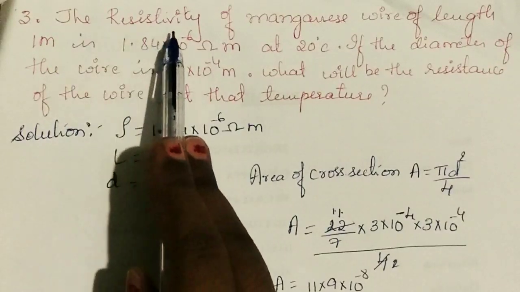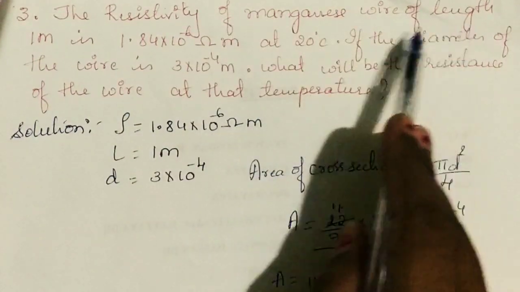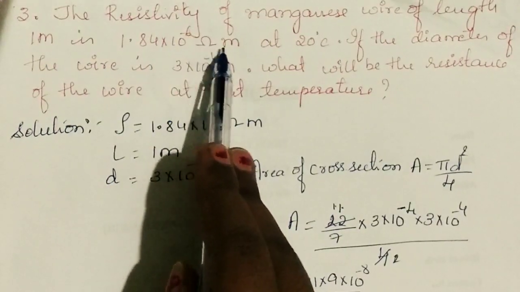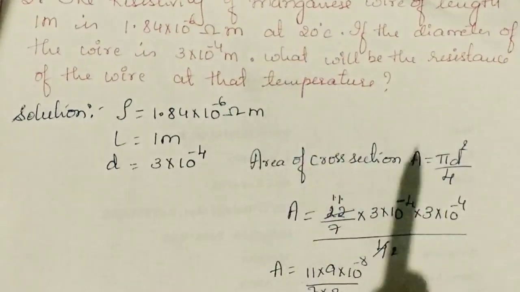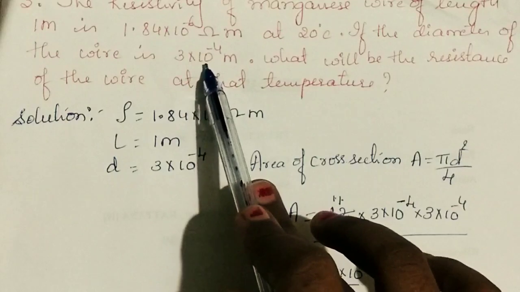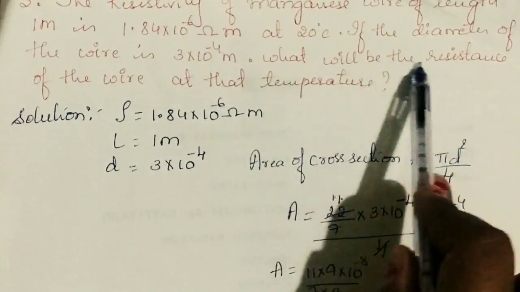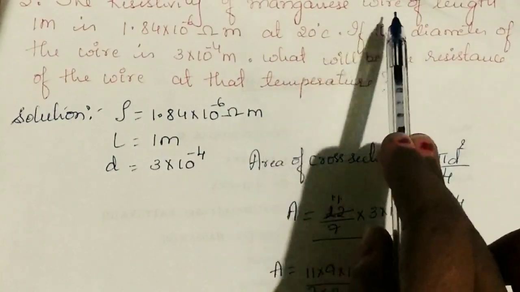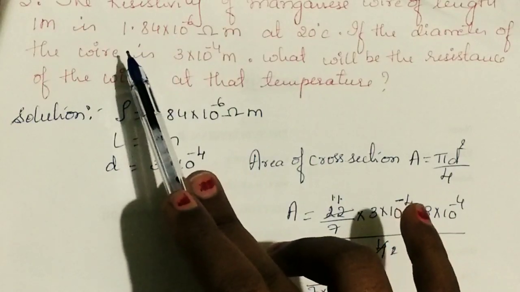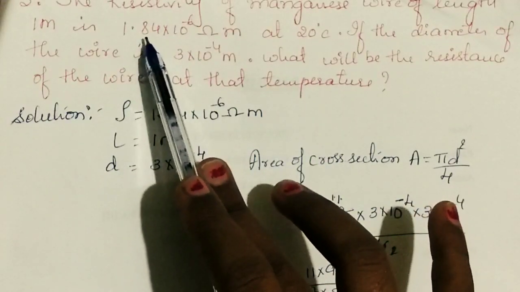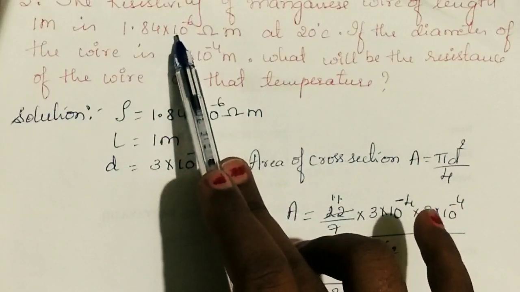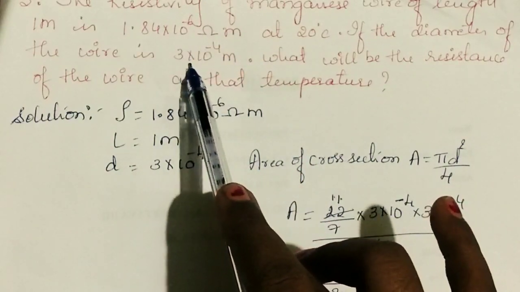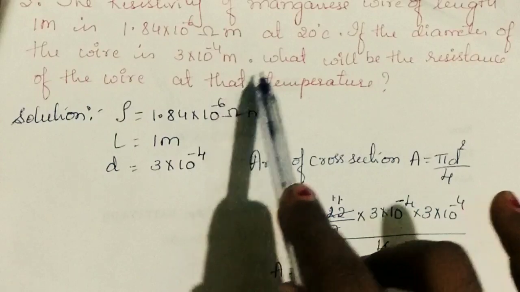Third question. The resistivity of manganese wire of length 1 meter is 1.84 into 10 to the power of minus 6 ohm meter at 20 degrees Celsius. If the diameter of the wire is 3 into 10 to the power of minus 4 meter, what will be the resistance of the wire at the temperature? So, read the question twice. The length of the wire is 1 meter. The resistivity of that 1 meter wire is 1.84 into 10 to the power of minus 6 ohm meter. If the diameter is 3 into 10 to the power of minus 4, what will be the resistance of that wire?